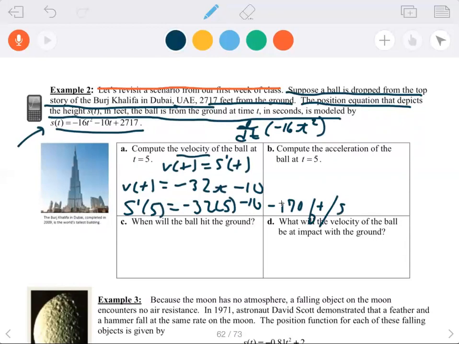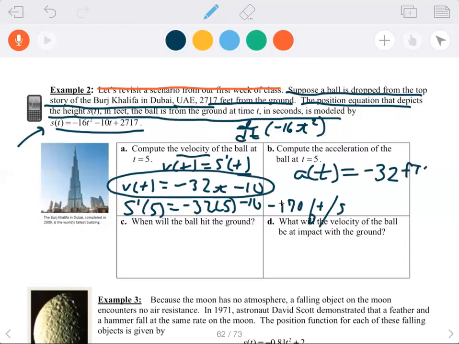Next up, it says to find the acceleration. Well, the acceleration is the derivative of velocity, or the second derivative of position. So if my velocity function's right here, the acceleration function would be its derivative with respect to time, which is just negative 32. But that would be how the velocity, which was in feet per second, is changing over time. So it'd be feet per second squared.